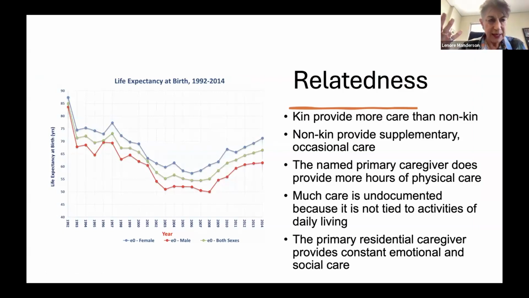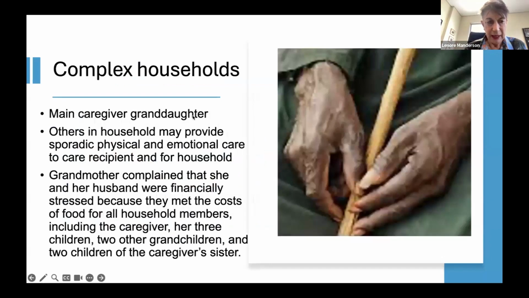My point is around relatedness, that kin provide more care than non-kin, which is probably not surprising. Non-kin largely are supplementary. There are a few cases of carers who were paid, but they were paid notional amounts of money, and were usually people who needed a bit of support and were unlikely to stay if they didn't have any money at all. Primary caregiver does the most work, and it is because the primary caregiver provides constant emotional and social care. And that includes the care of watching.